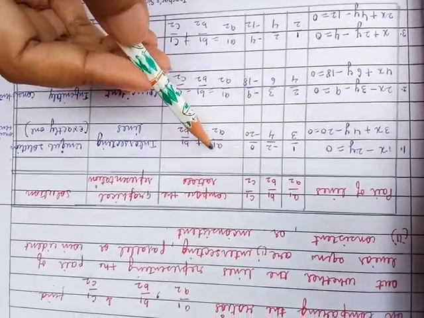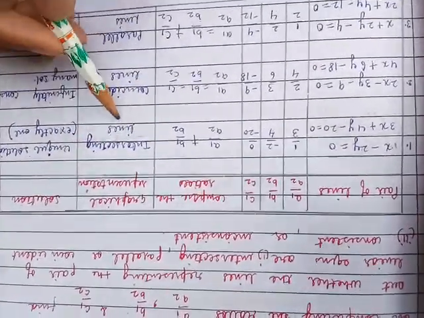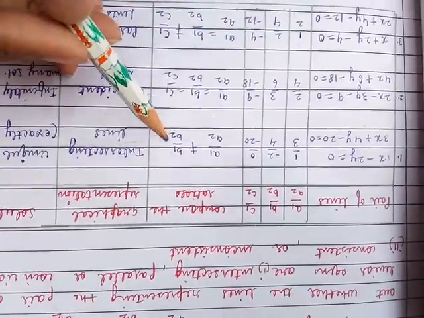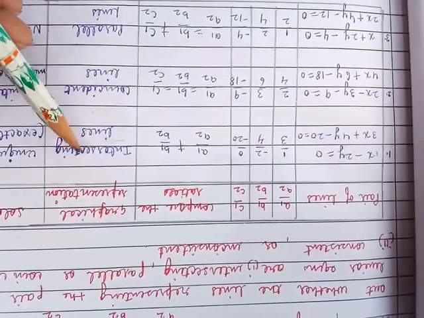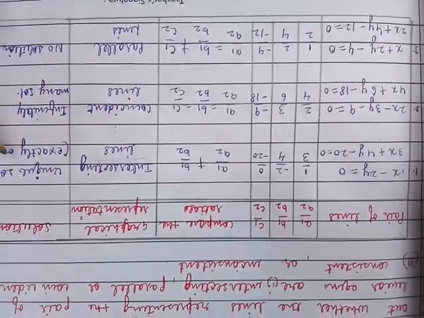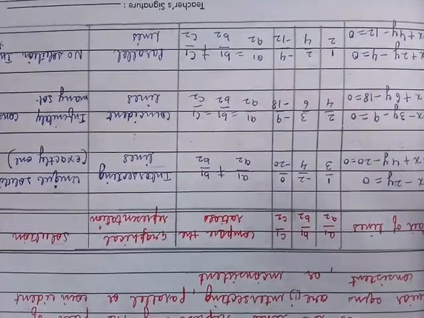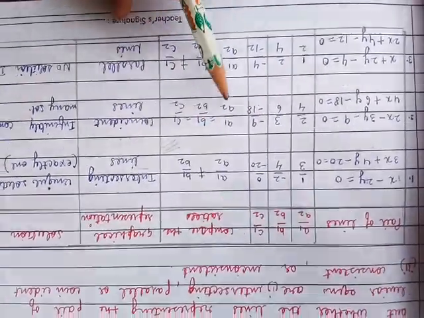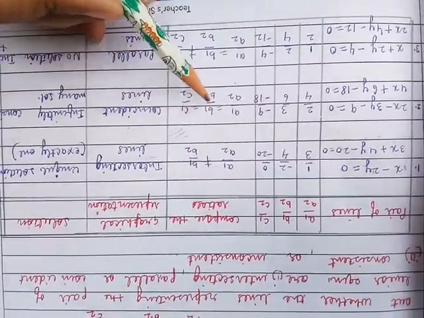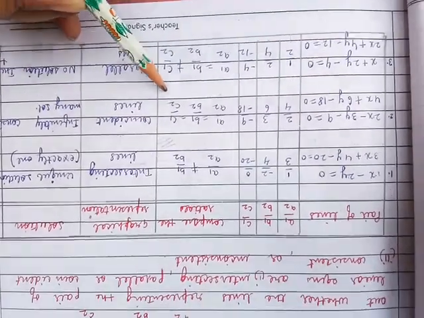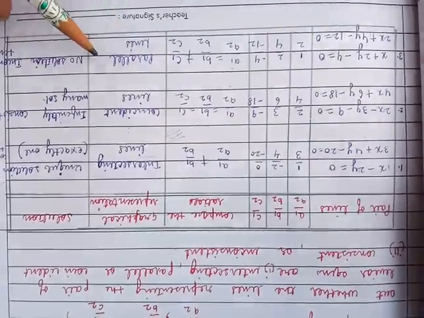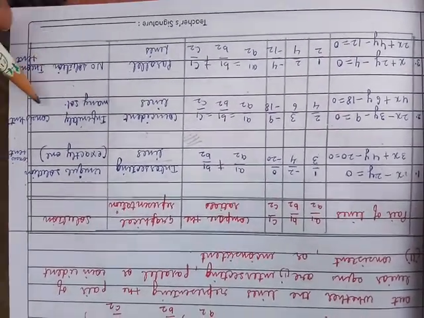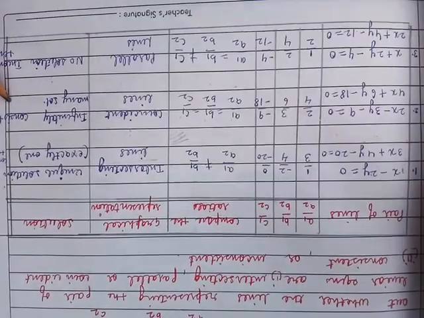Now you have to learn this: if lines are intersecting lines, then A1 upon A2 is not equal to B1 upon B2, the solution will be a unique solution, and the pair of equations will be consistent. And if A1 upon A2 is equal to B1 upon B2 is equal to C1 upon C2, it means all three ratios are equal, then you can say that the lines are coincident lines and it has infinitely many solutions, and the pair of equations will be consistent.